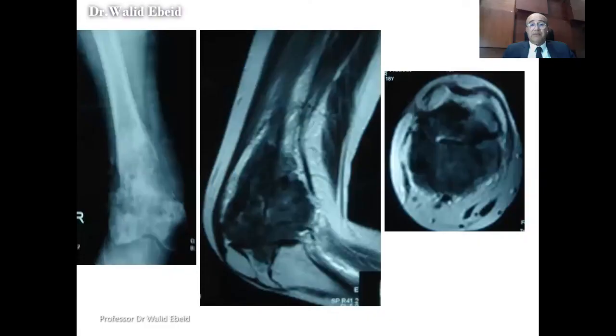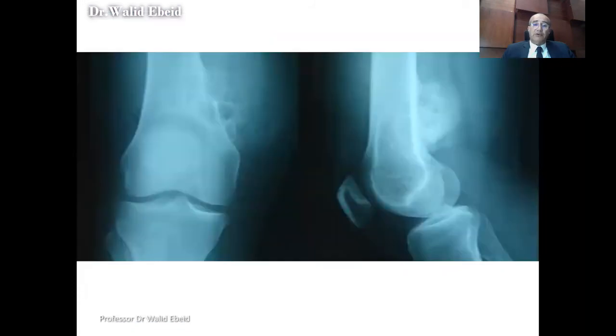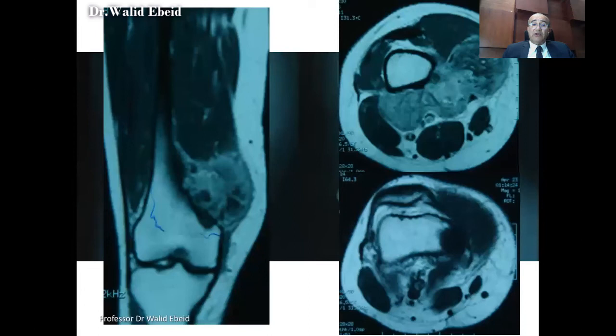MRI is also helpful to detect intra-articular extent, like in this case. You cannot know this information from the X-ray. The relationship of the vessels here, the vessels are close to the tumor. This is an example of vessels inside the tumor. It can aid you to make your cuts whenever you're resecting part of the bone, like this patient with a parosteal osteosarcoma.